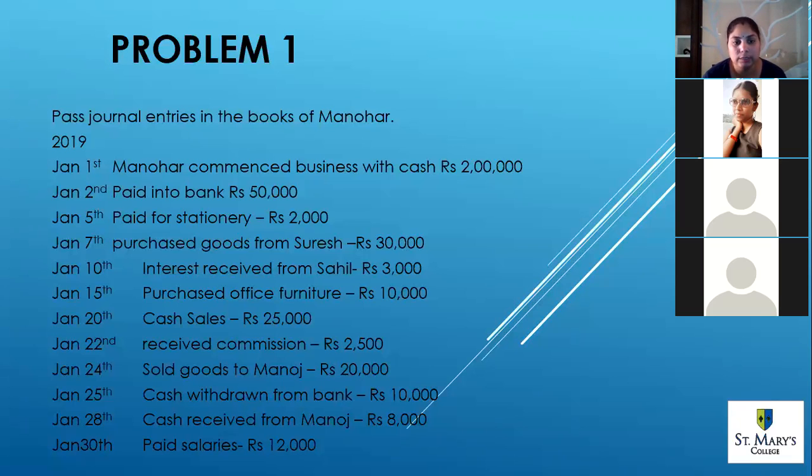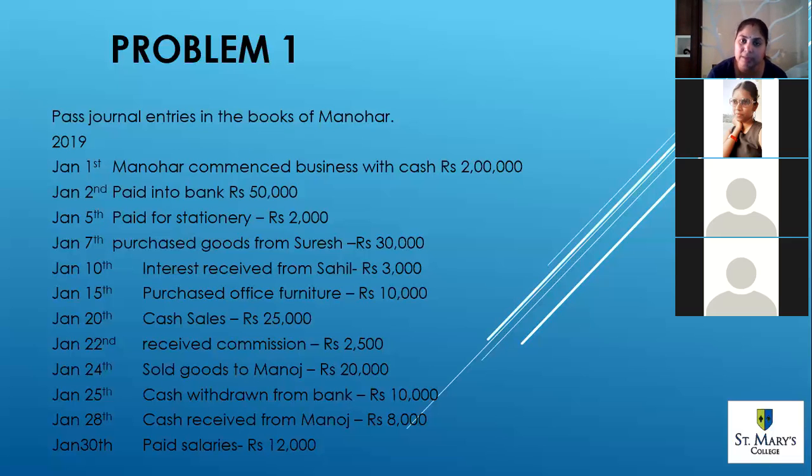So we move ahead to the next transaction. January 20th, the transaction says cash sales for rupees 25,000. Now when the transaction is like this, cash sales 25,000, what does it mean? Can you tell me what it means, cash sales 25,000? What have we sold for 25,000? It just says cash sales 25,000. So what did we sell for this 25,000 rupees?